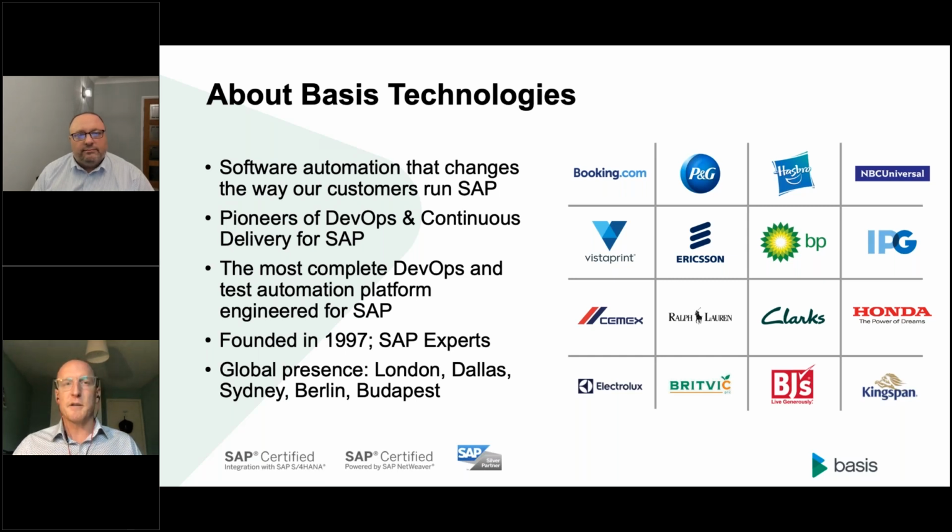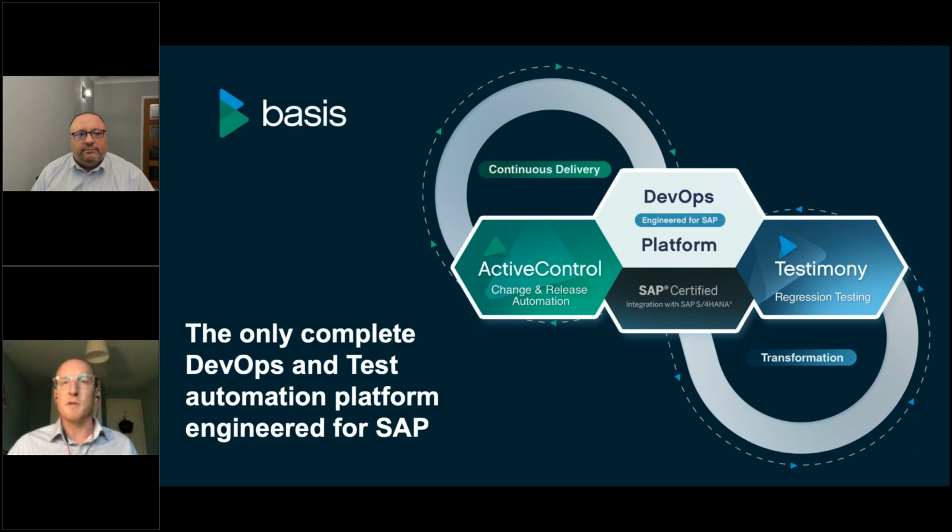As I mentioned, this is our DevOps and test automation platform. It really consists of two halves, two products, one called Active Control, which is essentially a CI/CD automation solution for SAP, for change management in SAP. It's analogous to almost an all-in-one CI/CD pipeline. And Testimony is our regression testing solution, which really takes a new approach to regression testing specifically in SAP. We're not going to talk about that quite so much today, but those are the products that make up our platform and that we provide to our customers to help them as they're managing SAP systems.